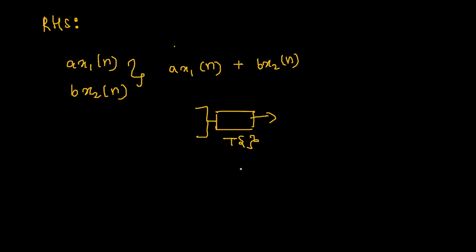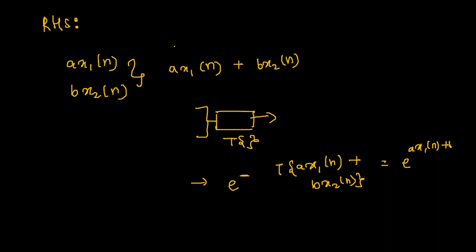And the operation T will be performed on the resultant sum of this. So what did T do? Whatever signal was the input, it performed an operation that is e to the power that signal, right? So here the input signal is A x1 of n plus B x2 of n. So what would T performed on this signal give us? It would be e to the power A x1 of n plus B x2 of n, right? Because whatever is the input signal is straight going to the power of e.